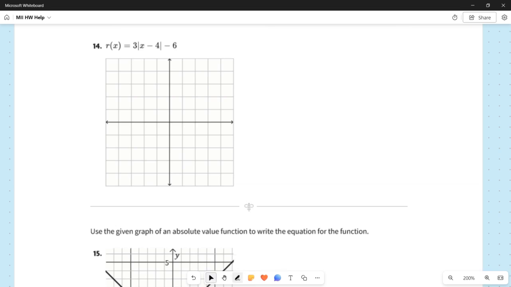Fourteen has the same directions as 12. So we just have to graph this. Now our function is r of x equals 3 absolute value of x minus 4, close absolute value, minus 6. This is going to be similar to the last problem. There's going to be just one or maybe two modifications, but it's going to be pretty similar. So again, just like before, we want to compare this to the parent function.